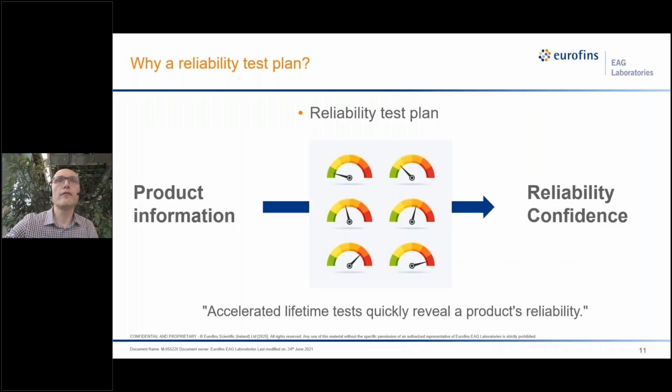So far, the first part of this webinar. Now we are going to take the step towards a reliability test plan. With a test plan based on the specific product information, we will come up with accelerated lifetime tests, with which we can demonstrate the reliability of a product. And we do that with a certain level of confidence. Let's take a closer look at how we come up with this test plan together with our customers.